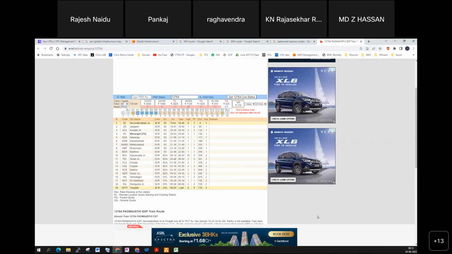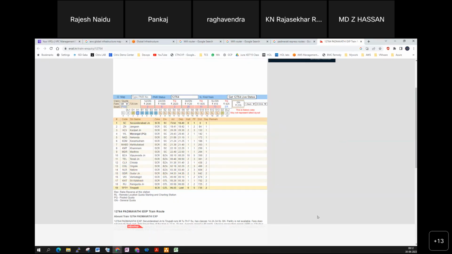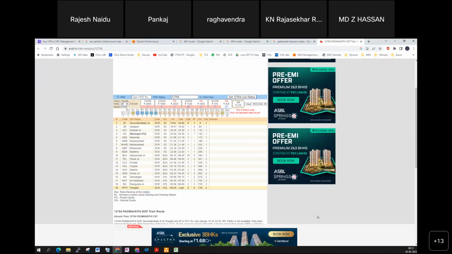Suppose Vijayawada. Yes, it is also on the route. It's a train route, from A to Z, everything between will come on the route. Stop it here. One more example I'll give you.